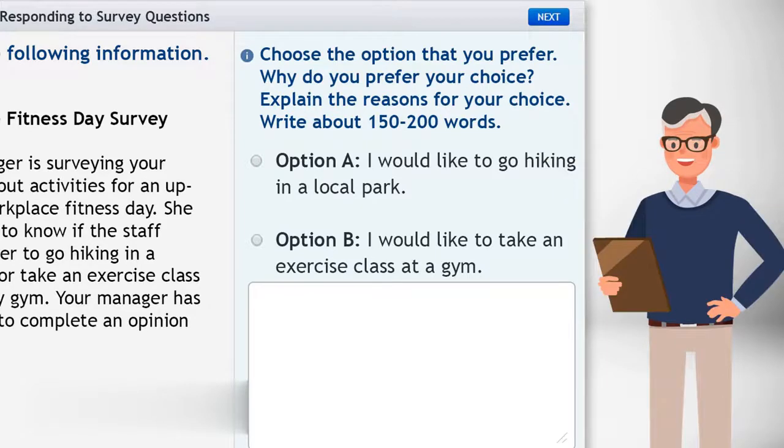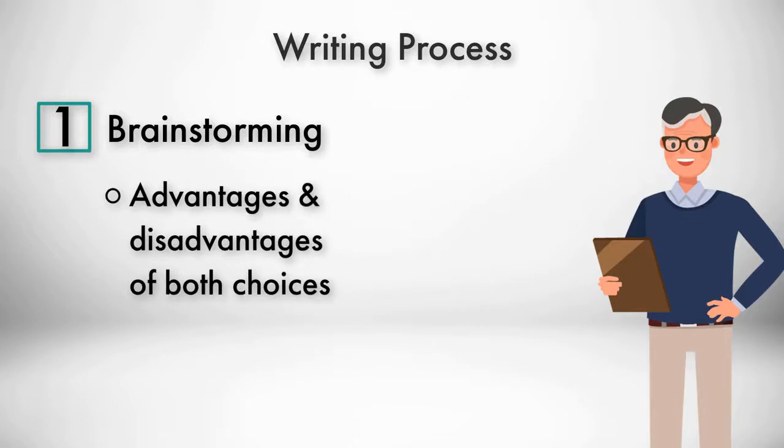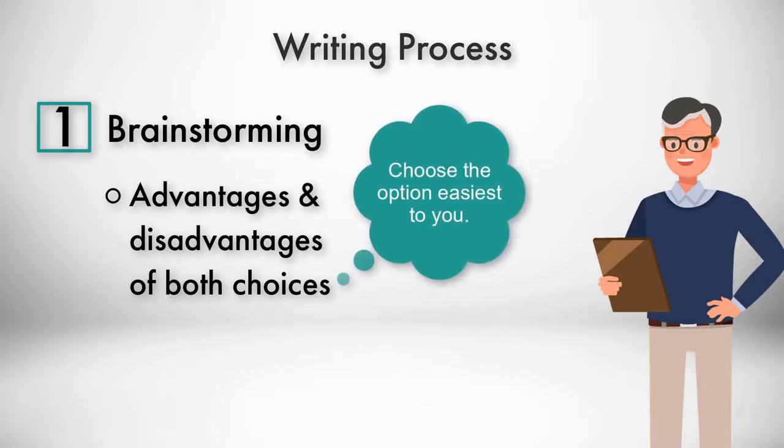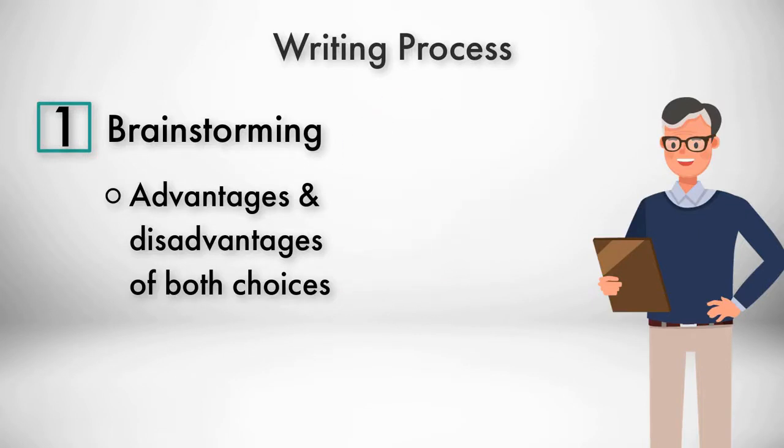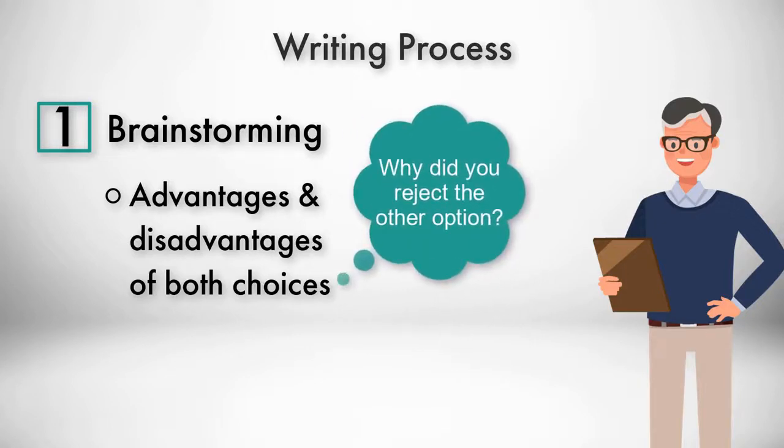Before you make a choice, it can be helpful to brainstorm advantages and disadvantages of both options. That way, you will be able to see which one will be easier to write about. There is another reason why it's a good idea to list both the advantages and disadvantages of each choice. It can be a good strategy to mention why you rejected the other option, as it can show why your choice is the better one.